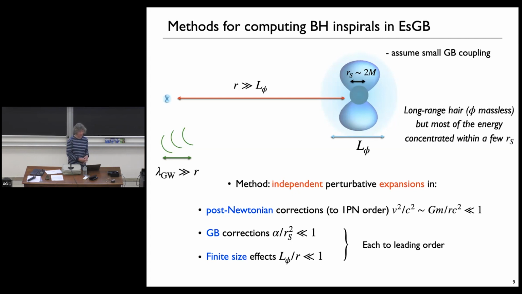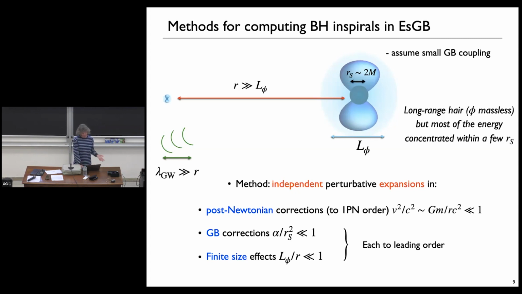So this we take as our characteristic size of the matter distribution, which we assume is smaller than the orbital separation. And then we set up a triple perturbative expansion for the orbital dynamics in terms of the post-Newtonian corrections, these higher curvature corrections parameterizing the deviations from GR, and the finite size effects.